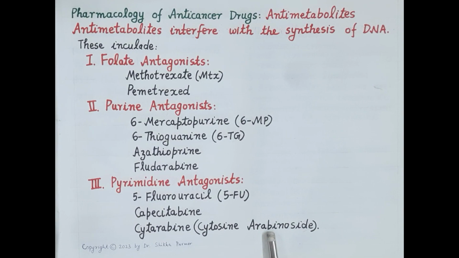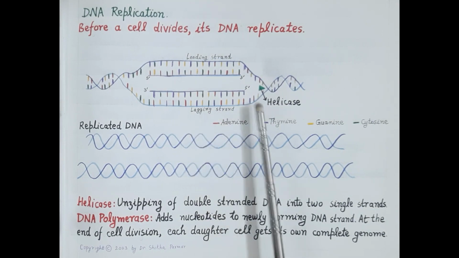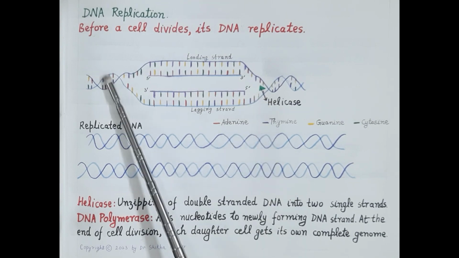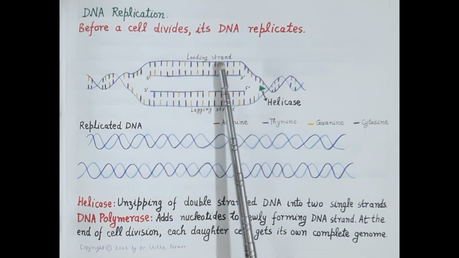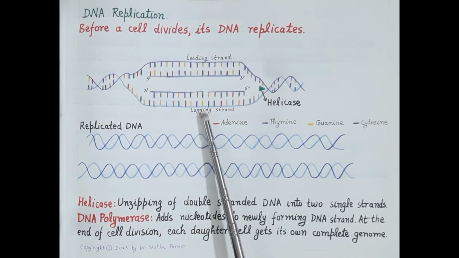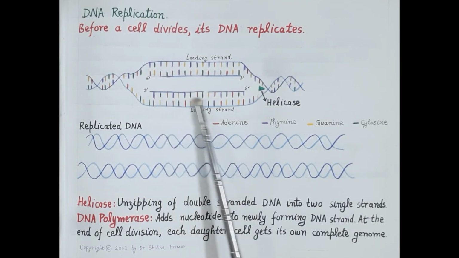In order to understand mechanism of action of antimetabolite drugs, let's first understand process of DNA replication. Now look at this figure. It explains the process of DNA replication. Now before a cell divides, DNA replicates. Now for the DNA replication, an enzyme known as helicase is very essential. Now this enzyme helicase, it separates the double-stranded DNA into two single strands, and these two single strands are called as the parent strands. Now these parent strands, they act like template for the synthesis of new DNA strands.